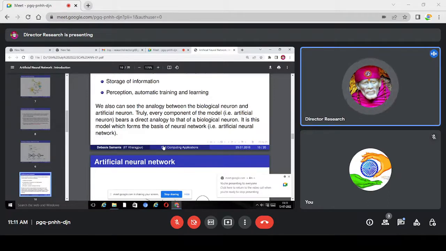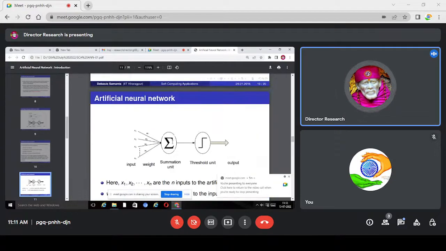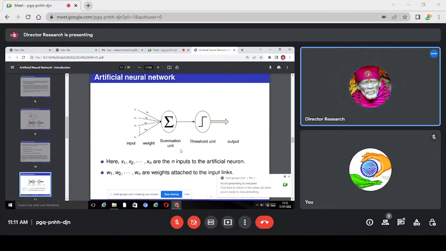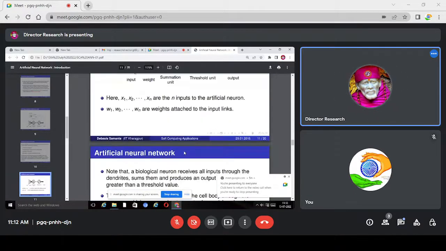A component of the model, the artificial neuron, bears a direct analogy to the biological neuron. It is this model which forms the basis of neural network, that is artificial neural network. So see the artificial neural network diagram: input, weight, summation, threshold unit, output. Here x1, x2, xn are n inputs to the artificial neuron. W1, W2 and so on are weights attached to the input links.